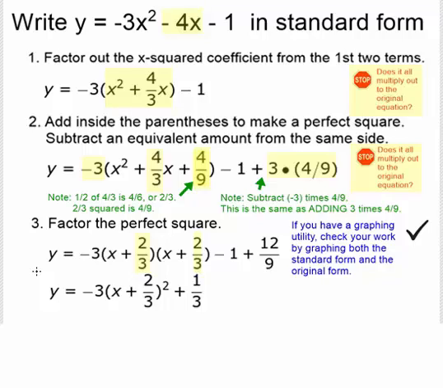Negative 1 is negative 9/9, added to 12/9 is 1/3, and we get our final result of y equals negative 3 times the quantity x plus 2/3 squared plus 1/3.